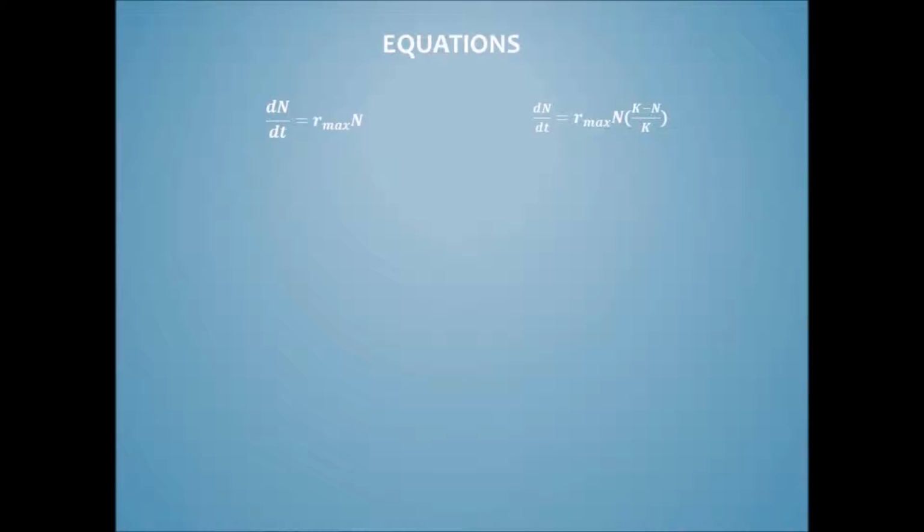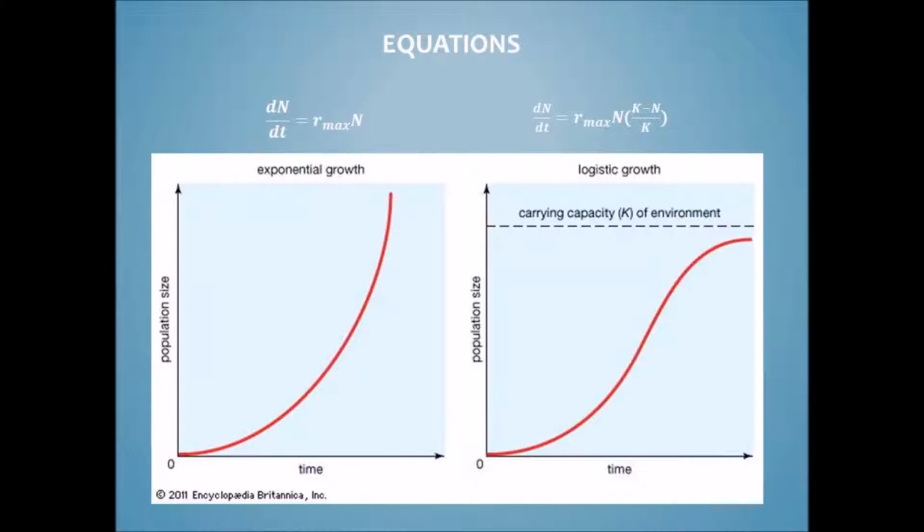So the one on the left is exponential and the one on the right is logistic. And they're represented by this graph, which shows that the one on the right will balance itself out and is the more reasonable in an environmental situation.